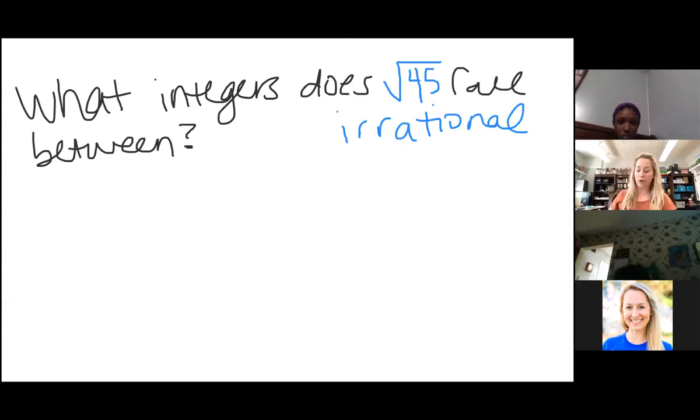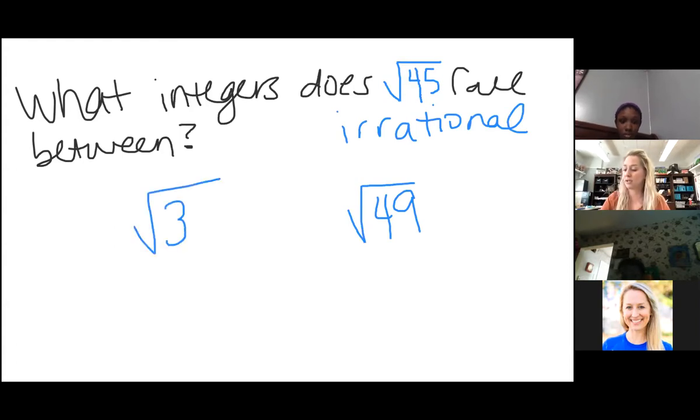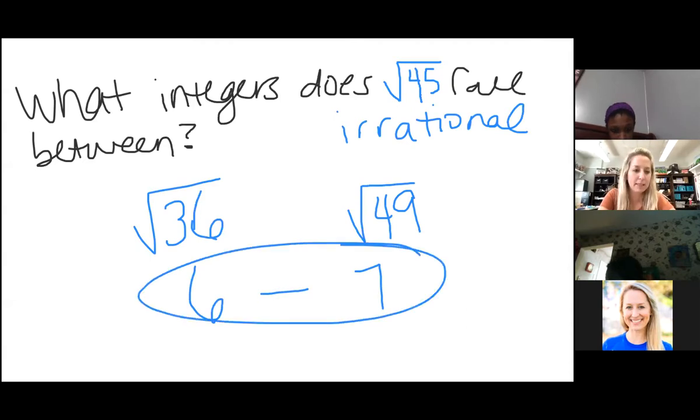Anytime you don't get a whole number, it's going to give you a decimal that goes on forever, but we can estimate what two integers it falls between. The two perfect squares it falls between are, well, I know for sure the square root of 49 is on that side. What's the other one? Square root of 36. Is that right? Yeah. Those are the two perfect ones that 45 would fall between. So if the square root of 36 is 6 and the square root of 49 is 7, then it falls between 6 and 7. Maybe 6.7. I'd say it's a little closer to the 7 than it would be the 6, but at least you could tell what integers it falls between.